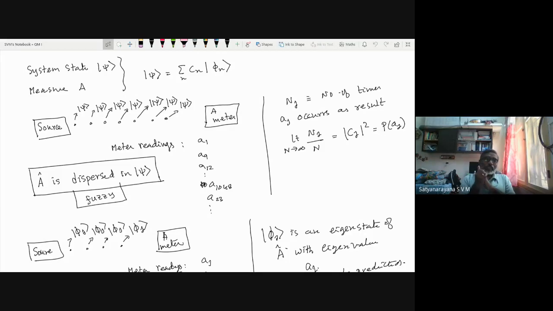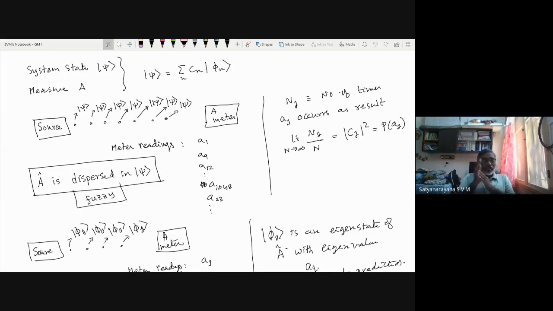But if you say that your state is a linear superposition of eigenstates of A, now every eigenvalue corresponding to the eigenstate that is there in the superposition will have a certain probability. That means you can have different results when you actually make a measurement. So the dispersion is in the measurement results.